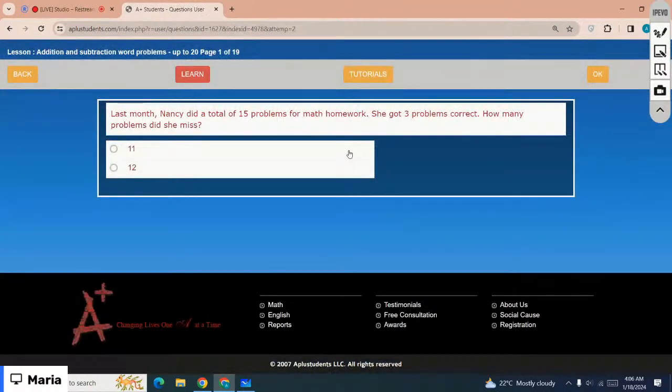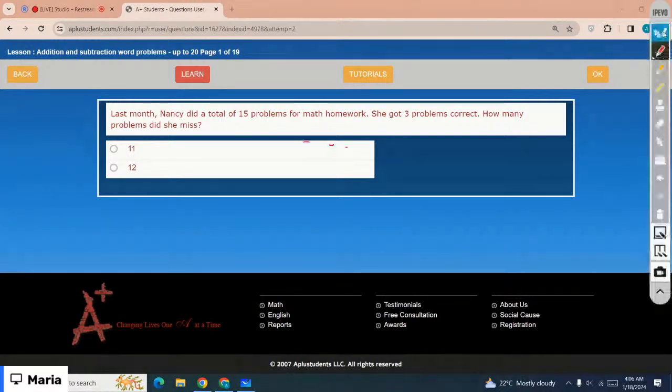The first one is last month Nancy did a total of 15 problems from math homework. She got 3 problems correct. How many problems did she miss? So which is the correct option? Add or subtract? The total problems are 15, right? She got 3 problems correct. You have to find the ones that are not correct. That means you need to subtract. So you need to do 15 minus 3. Got it?